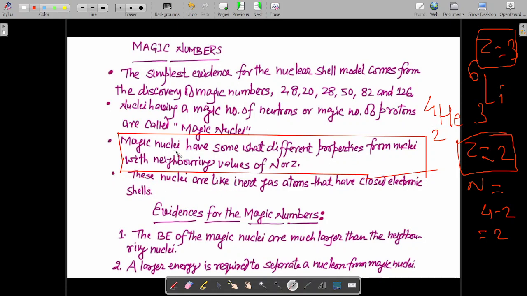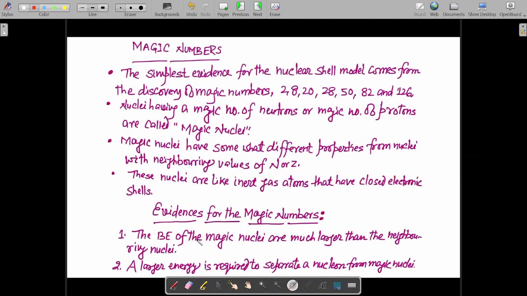What are those specific different properties? We are going to learn in the next slide. These nuclei, that is magic nuclei, are like inert gas atoms that have closed electronic shells. This is the analogy which we have.